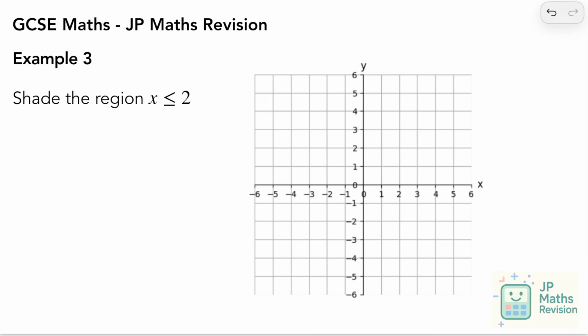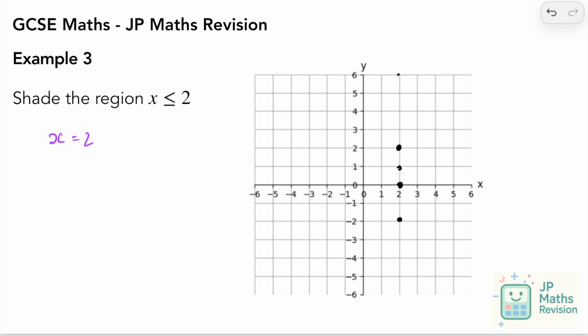Here's another example. It says shade the region x is less than or equal to 2. So the first thing I need to do is draw the line x equals 2. So x equals 2 is the line where all of the points have an x coordinate of 2. So we could have 2, 1, for example, or we could have 2, 2, or 2, -2, or 2, 0. So all of these points have an x coordinate of 2.